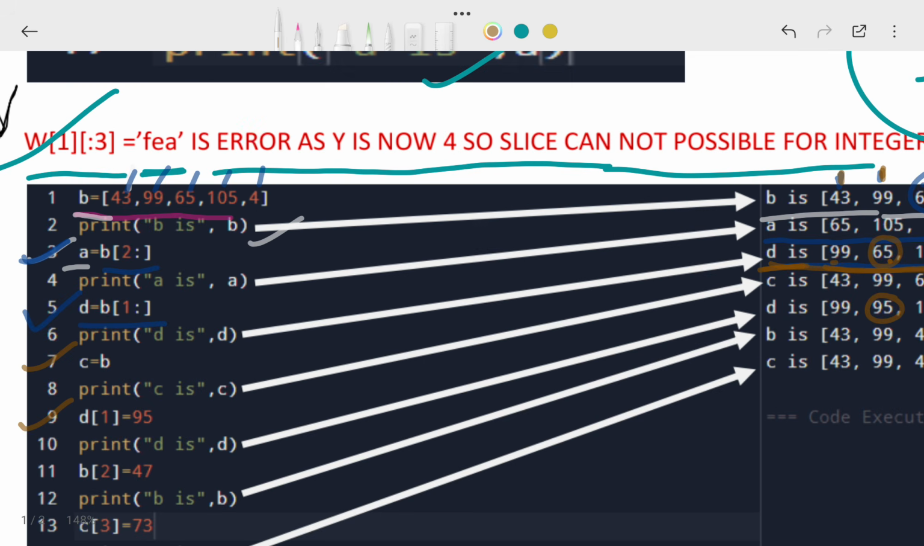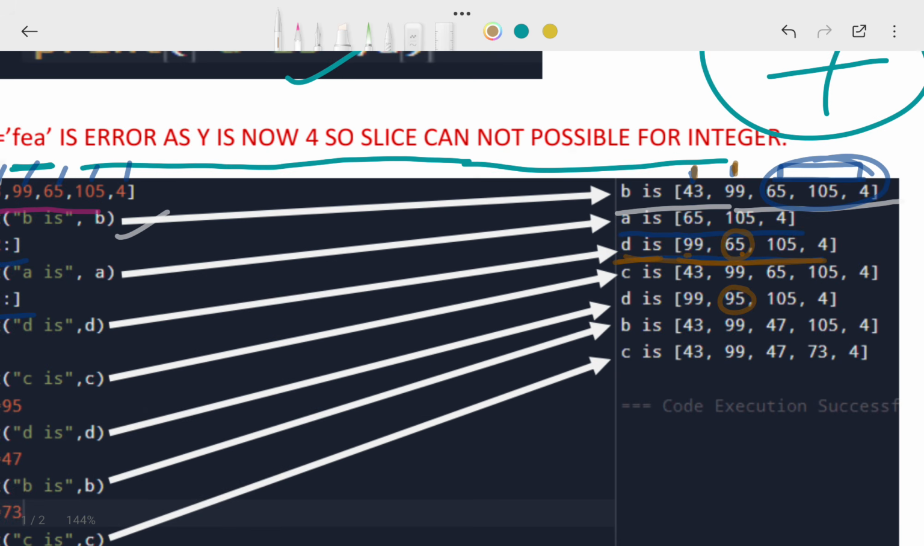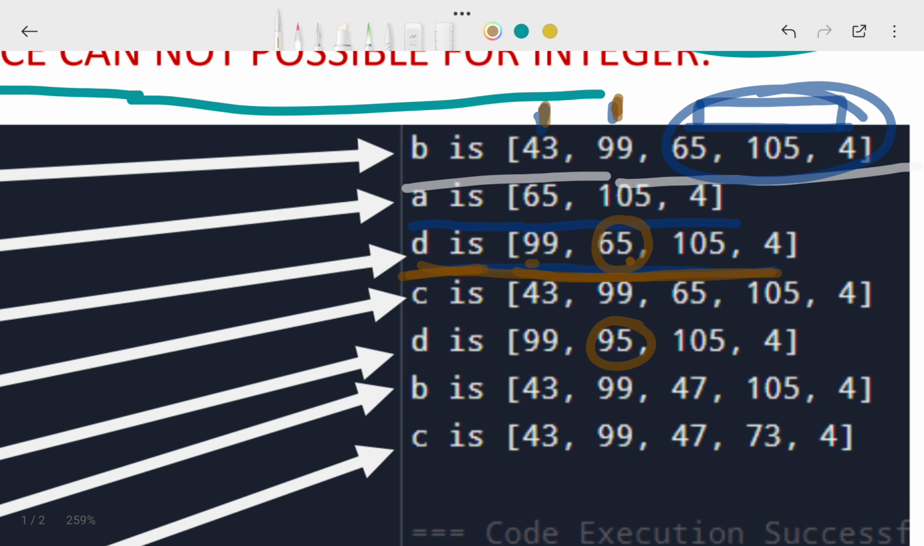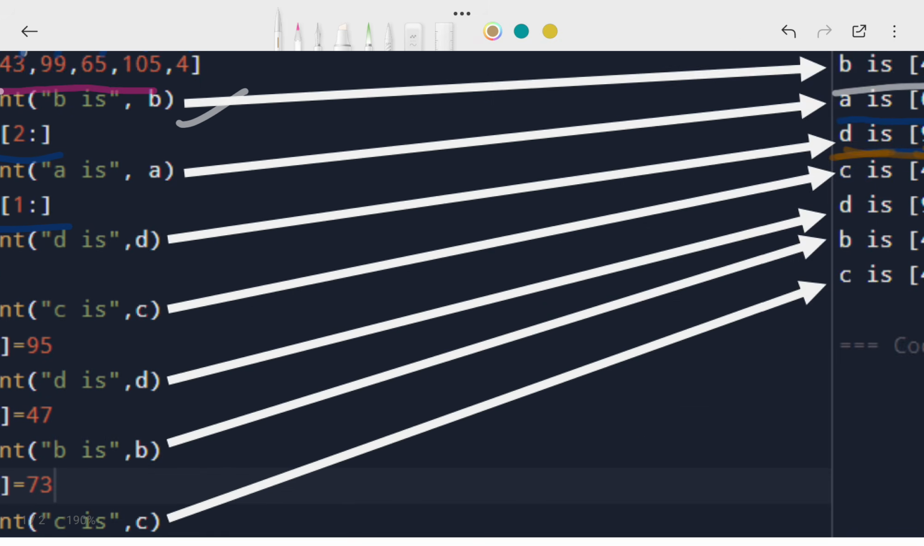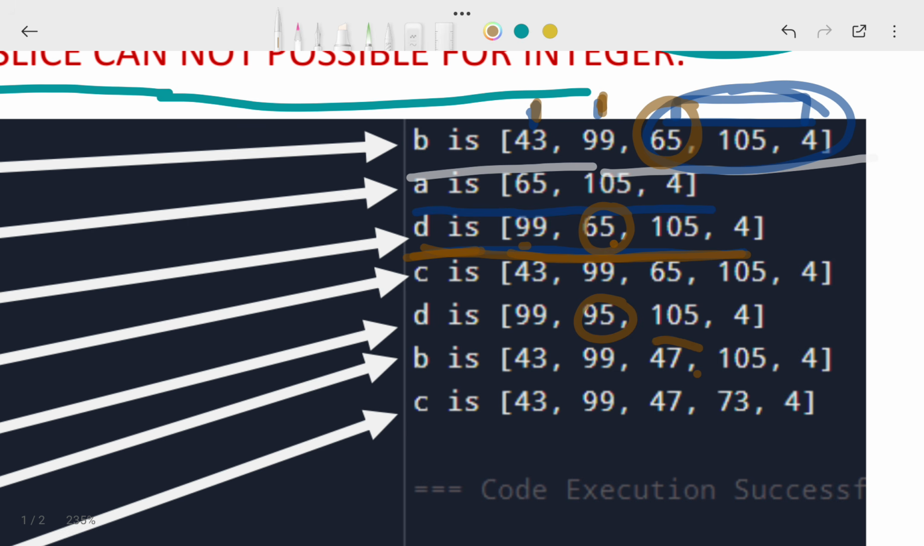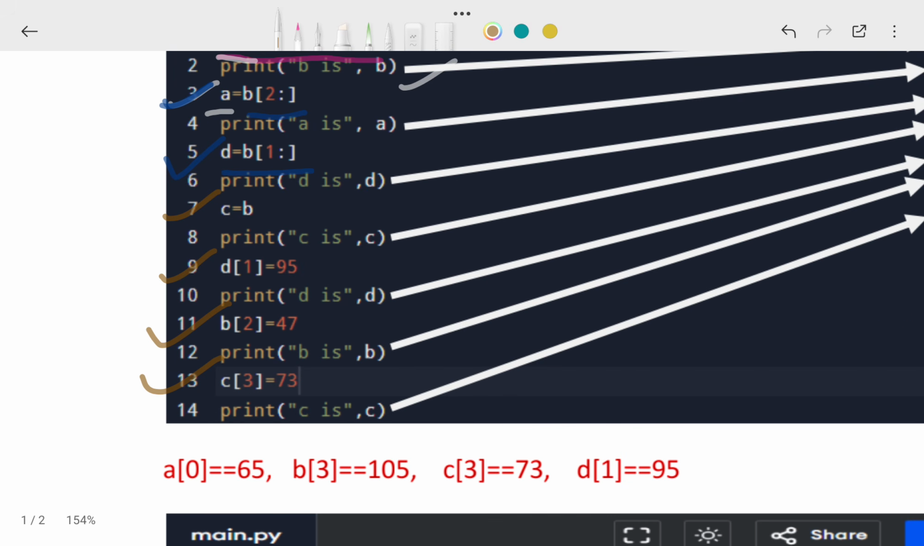Okay. Now next I am writing B2 is equal to 47. What is B2? B2 is equal to 47. What is B? Your B is this: B0, B1, B2, 65. This value 65 I have written. What we have written is 47. This value is 47. Done.